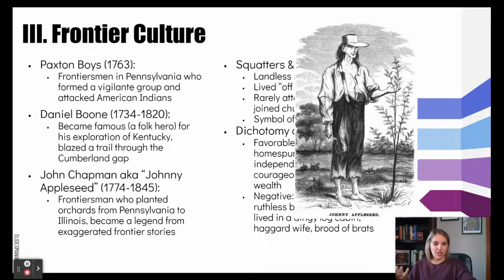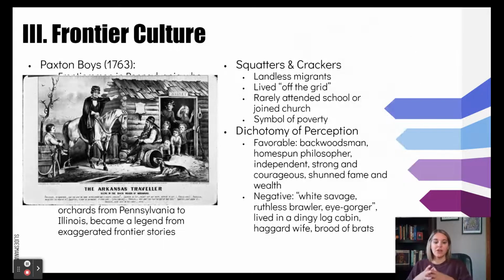But besides these three, the primary group that is living in the frontier during this time are called squatters and crackers. And yes, these are derogatory terms for this group of people. It refers to landless migrants who lived off the grid. Their children did not attend school or join church. They often were very poor. They didn't have enough money to own the land. And so they would squat, they would clear it, they would build their own homes. And as land speculators would come in, they sometimes would be kicked off their land.